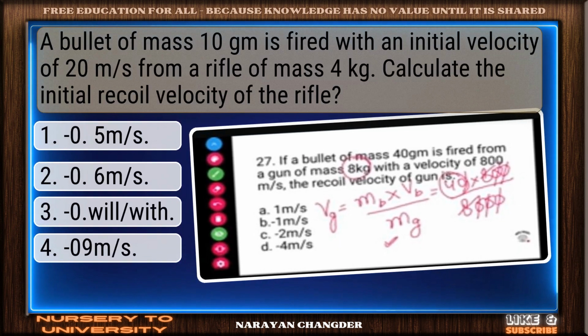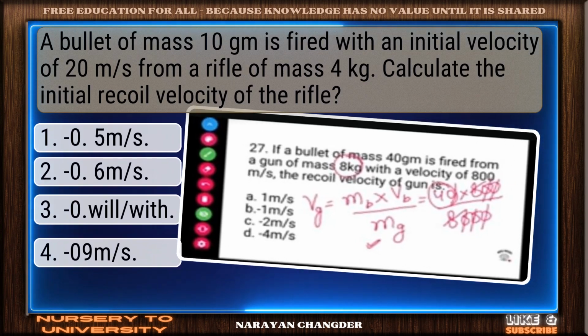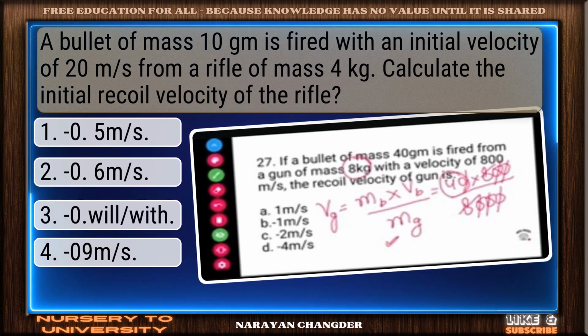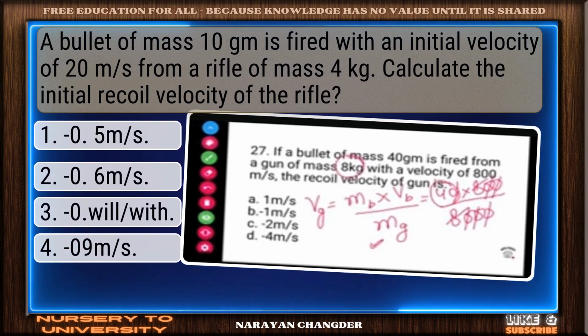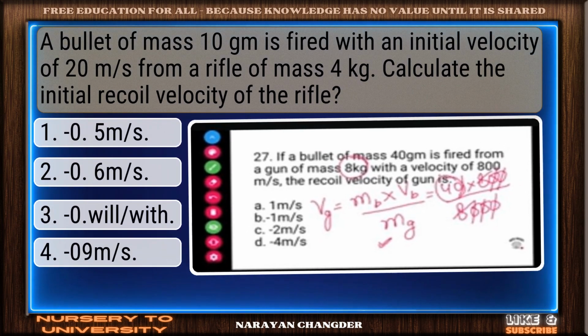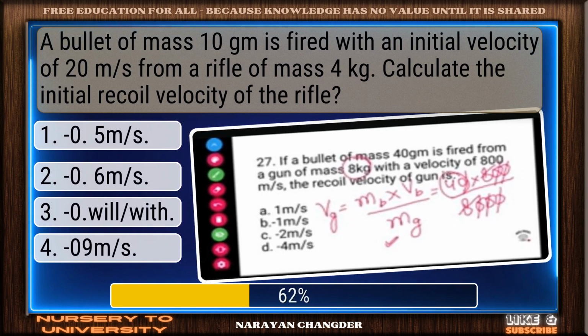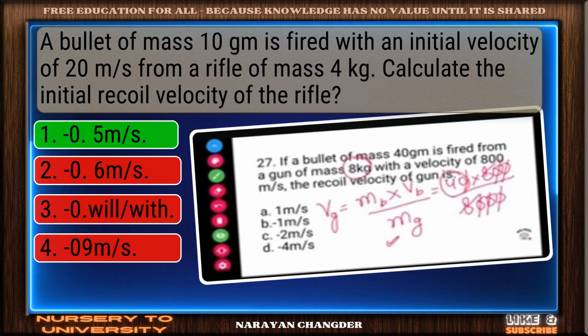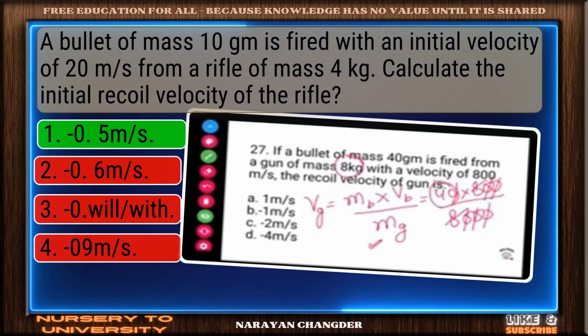Question number 52. A bullet of mass 10 gm is fired with an initial velocity of 20 m/s from a rifle of mass 4 kg. Calculate the initial recoil velocity of the rifle. Sharp thinking. 5 m/s is the right choice.